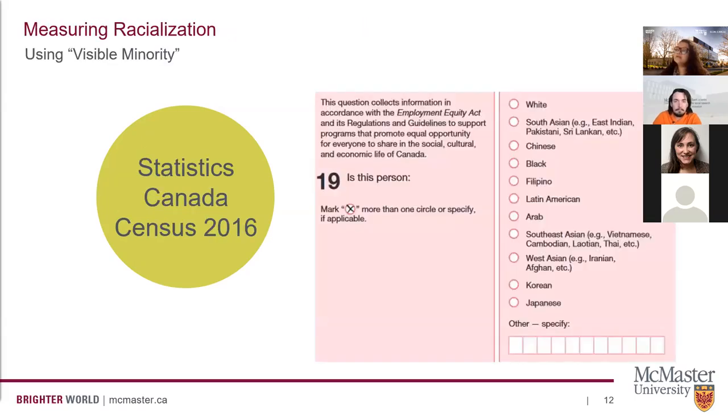So Statistics Canada measures racialization using visible minority, their famous category that they use. There are a number of articles that show problems with these definitions. And so I won't cover that just for the sake of time.